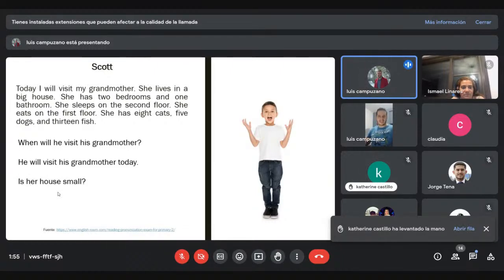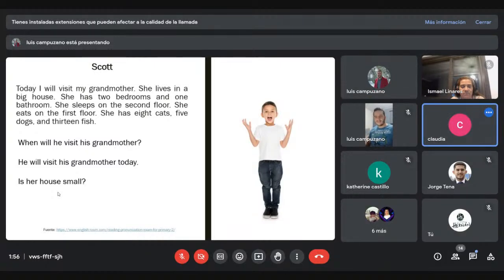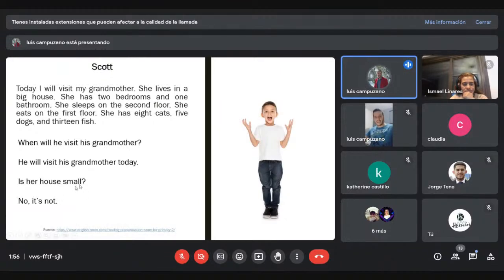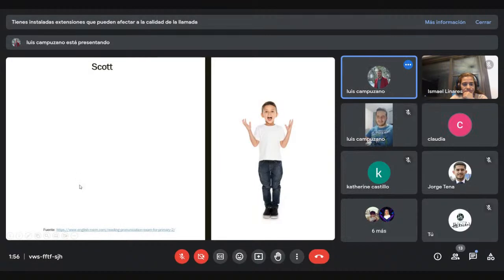Catherine Gomez, is her house small? Is the grandmother's house small? What do you say, Catherine Gomez? Big. Claudia, you want to try this one? Go ahead. Yes. Big house. It's big. Yes, it is. It is not small. It is big. It's a big house. Is your house small? No, it's not. Very good.